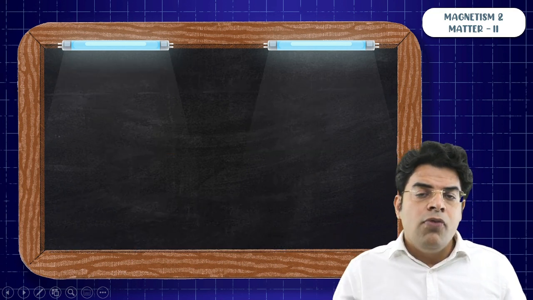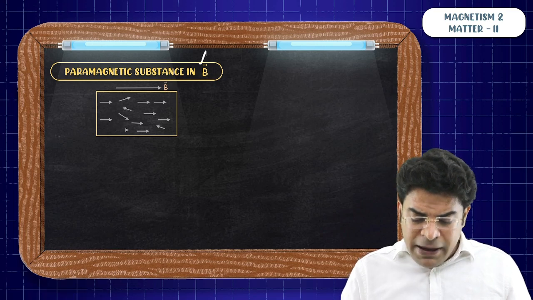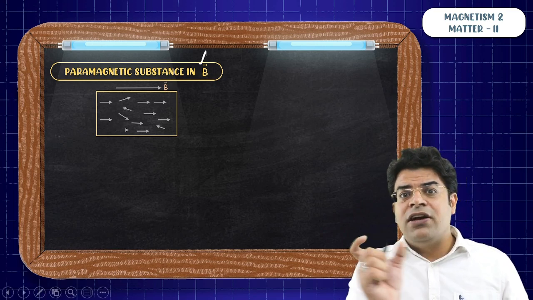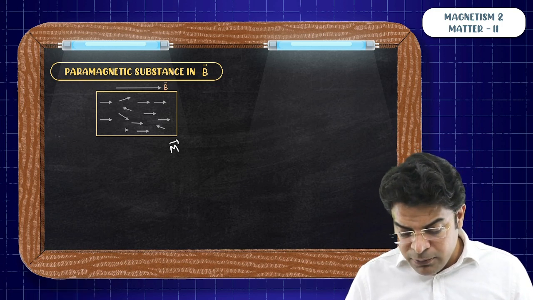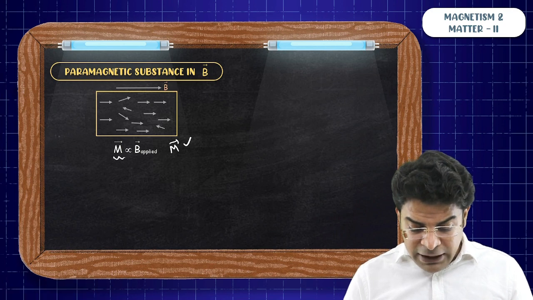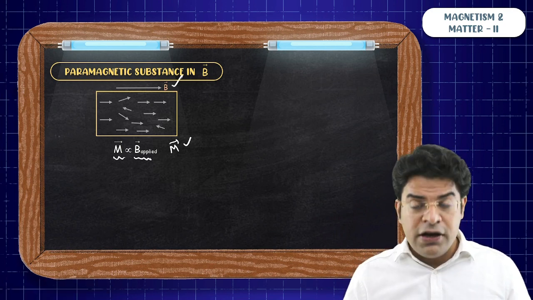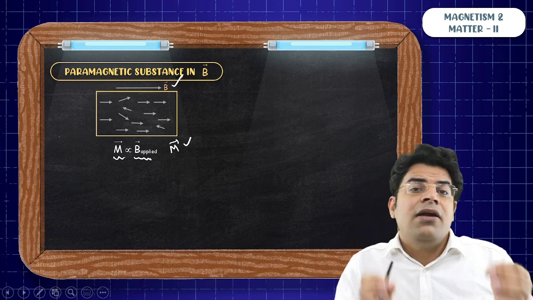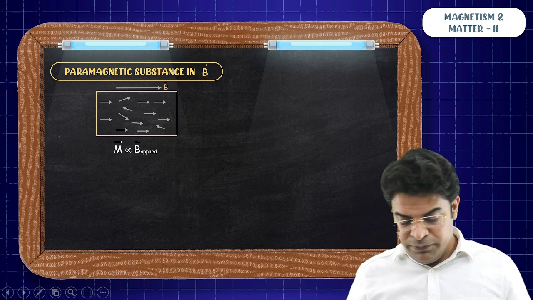Now we need to talk more about the paramagnetic substances. When you have placed a paramagnetic substance in an external magnetic field, we know that the substance develops a magnetic moment in the direction of applied magnetic field. And this magnetic moment is directly proportional to the applied magnetic field. Stronger the applied magnetic field, better the alignment, more is the magnetic moment developed within this crystal.